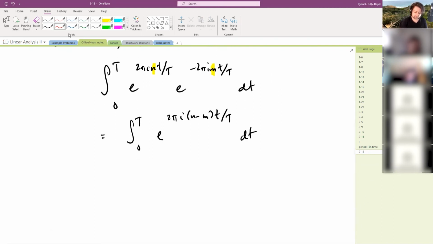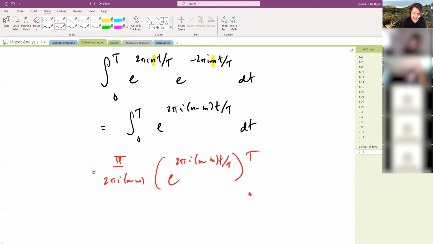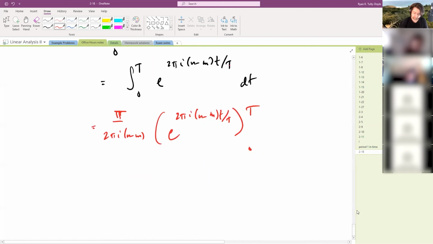Okay, now you do this, and what you end up with is this nasty looking thing: 1 over 2 pi i (n minus m), and then because it was over T, there's a T on top, times the integral of e to the 2 pi i (n minus m) t over T, evaluated from 0 to capital T. That's just the regular old integrating a complex exponential. When you do that, you're going to get this.